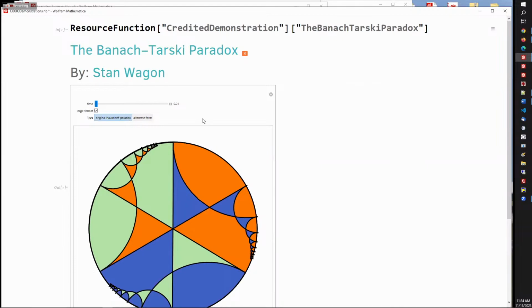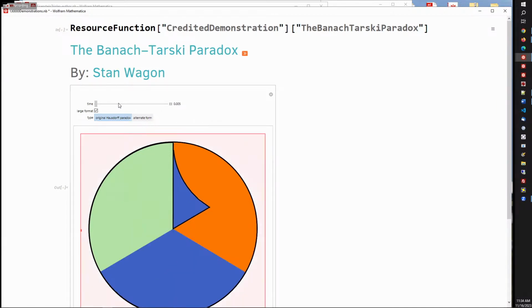The Banach-Tarski Paradox basically says that if you're using the hyperbolic plane, you can divide up a circle into 3 parts and then throw away 1/3 of the items and reassemble the circle completely with just 1/3 of the points. And basically they do it here.